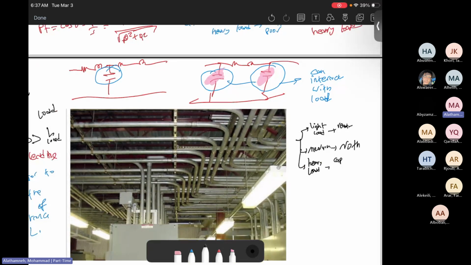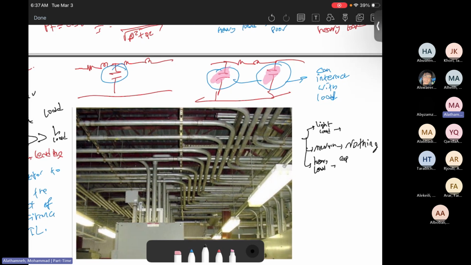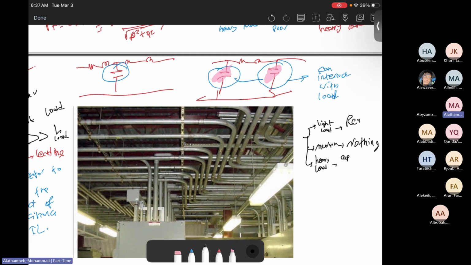We are doing several studies. So some substations don't need reactors. Some substations don't need the capacitor bank. So it depends.